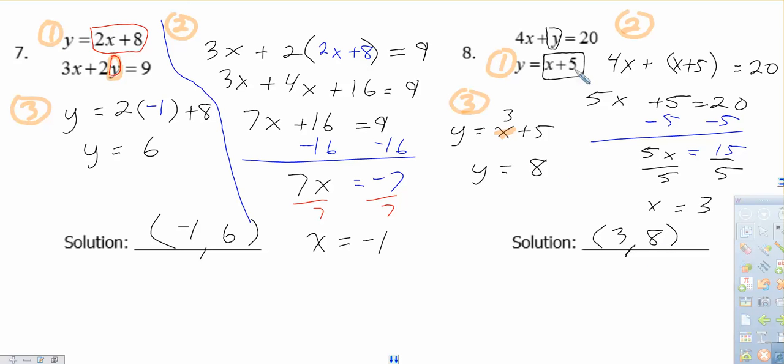Okay, so 3 plus 5 is in fact 8. 4 times 3, 12 plus 8, that's 20. So that is in fact true.